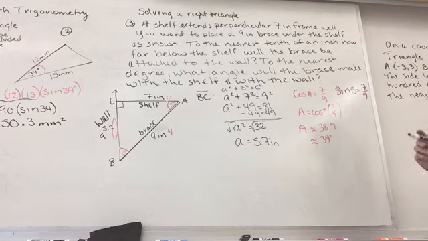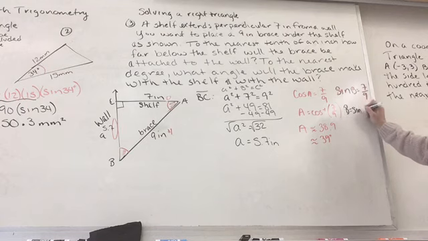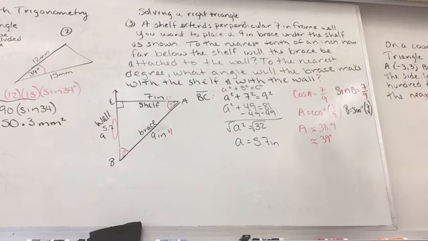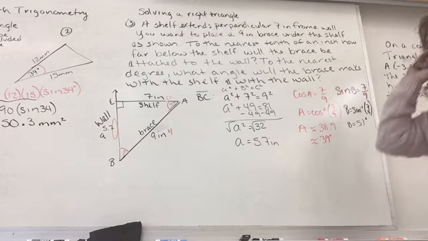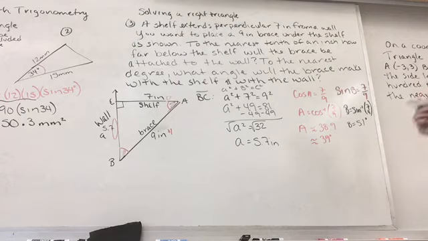Maybe that'll help with the clarity. So we get B is equal to the sine inverse of 7 over 9. And again, you're punching this into your calculator, and we get B to be approximately 51 degrees.